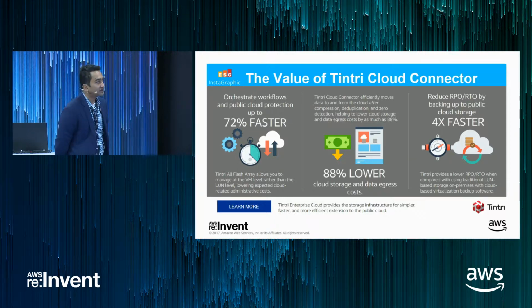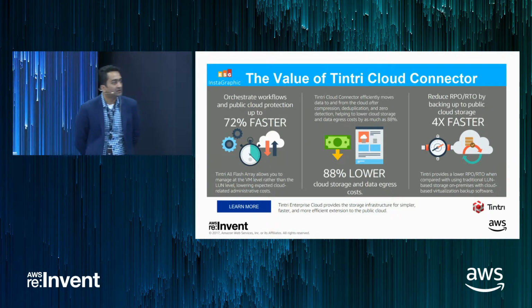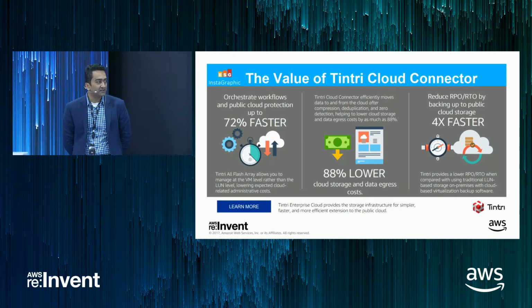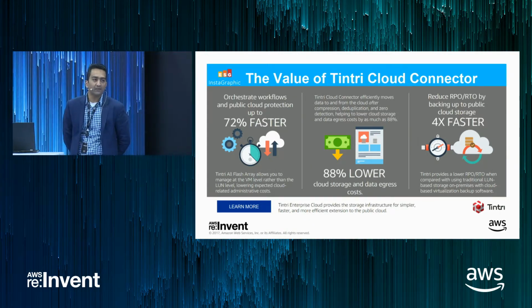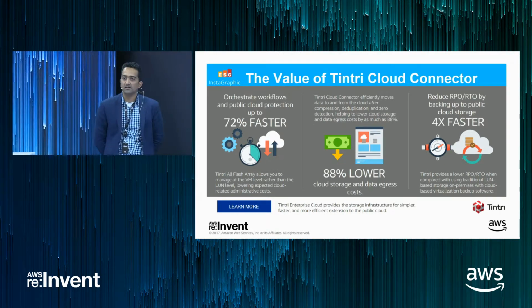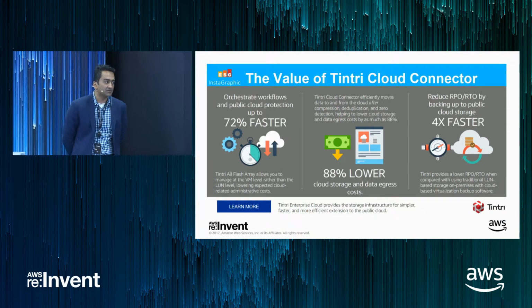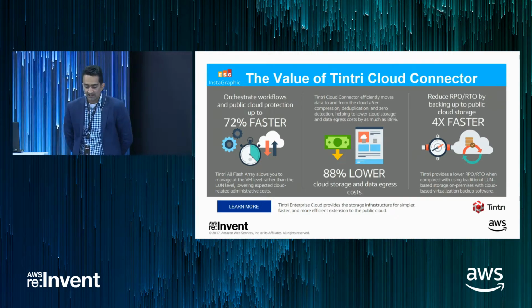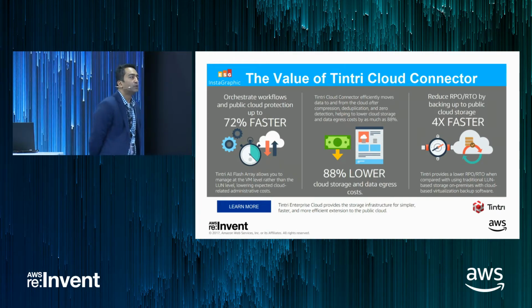Further, the data moves so efficiently with our inline deduplication that what we have seen is that it brings down your cloud storage and data egress costs by 88%. So that's a huge saving when you have TwinTier on-prem and use our cloud connector to connect with your S3. So with on-prem data connected into the S3, you can go up to 88% lower cloud storage and data egress cost. And the last one is that by reducing the RPO and RTO, by backing up to the cloud with our connector and our solution, you can have your cycles go 4 times faster.